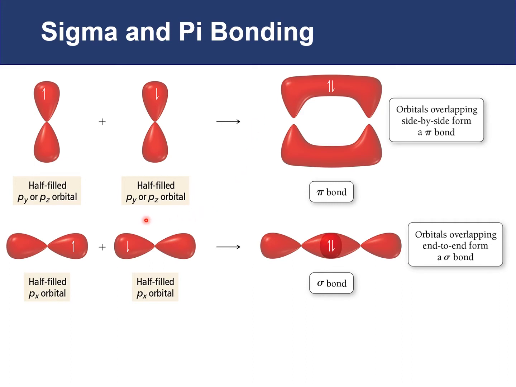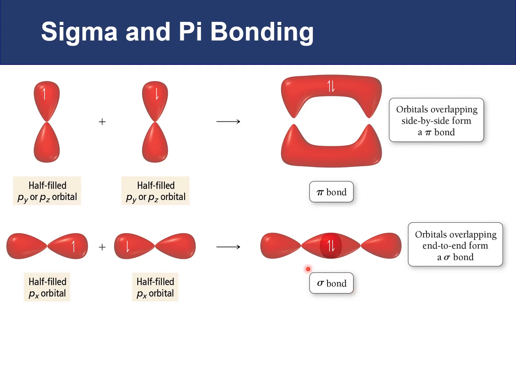Sigma bonds, on the other hand, we could make them out of p orbitals. So let's say we have two px orbitals, a px on one atom and a px orbital on another. When they come close together, you'll have an overlap between the two orbitals that are directly in between the two nuclei. When you get this overlap, you end up forming a sigma bond.